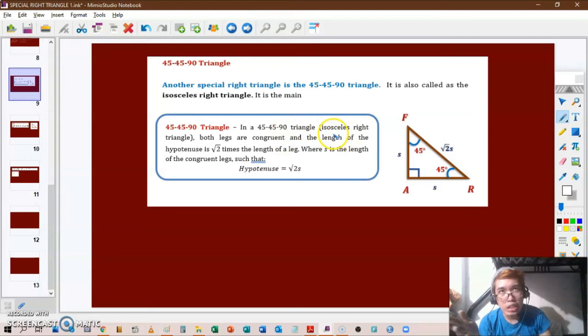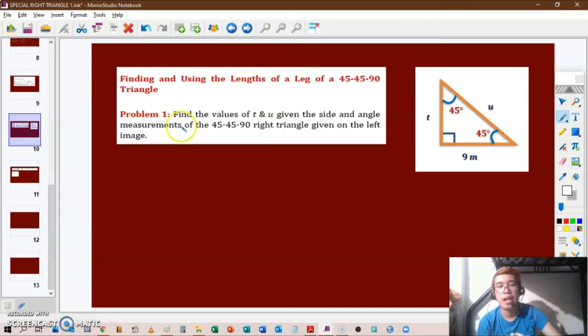Since the two side measurements are the same, that's just going to be simply S and S. The only side that we have to measure is the hypotenuse, and the hypotenuse is simply equal to the square root of 2 times S. Let's try to apply this theorem on concrete examples.